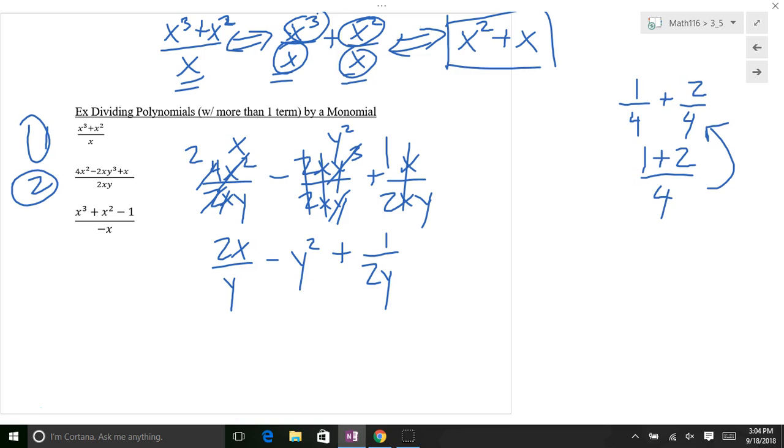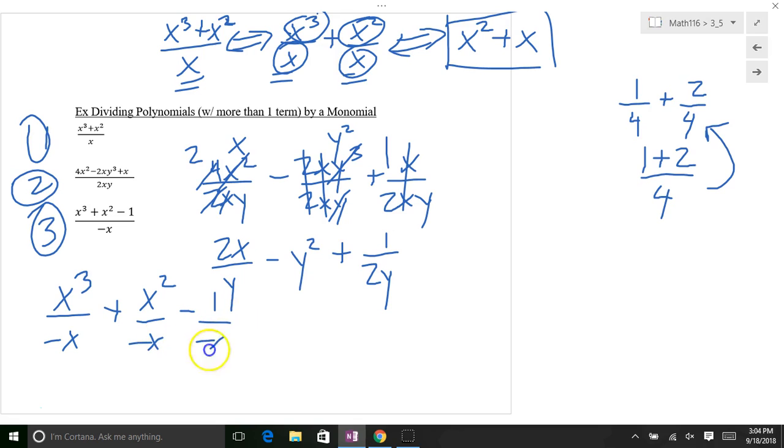And then that third one here, we've got x cubed over negative x. We got an x squared over negative x. We got a minus 1 over negative x. First of all, you see the negative on the bottom there. You don't usually write it as 1 over negative 3. You go ahead and take that up. So negative 1/3 is how you want to write that. So I'm going to take that up. That negative goes up, right?